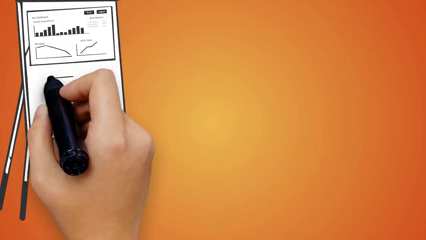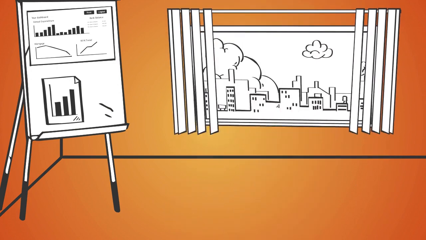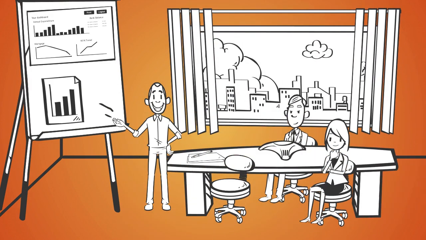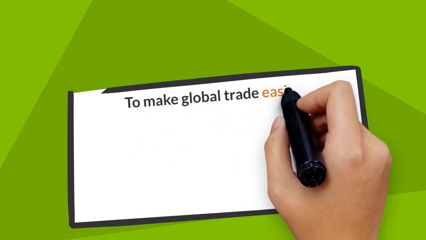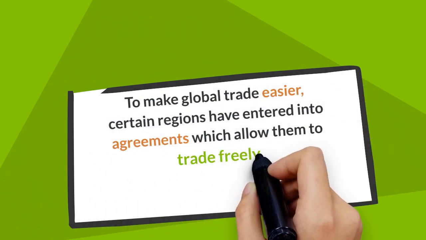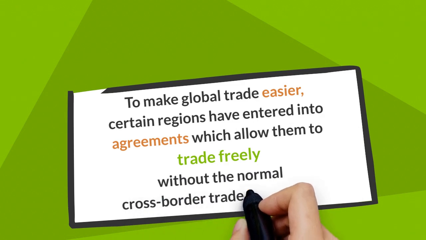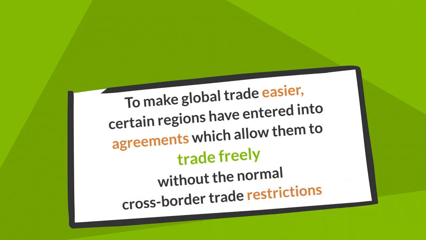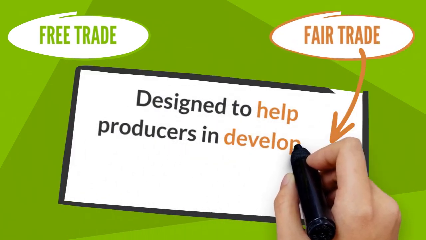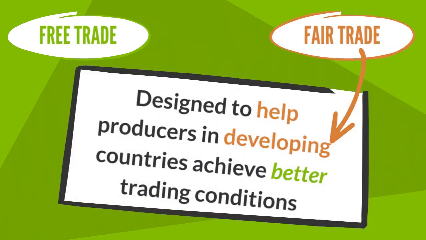With globalization, some key aspects that must be in place are solid contractual agreements as well as having meaningful and accurate data. And in order to make global trade easier, certain regions have entered into agreements which allow them to trade freely without the normal cross-border trade restrictions. This is referred to as free trade. Another concept is that of fair trade, which was designed to help producers in developing countries achieve better trading conditions.